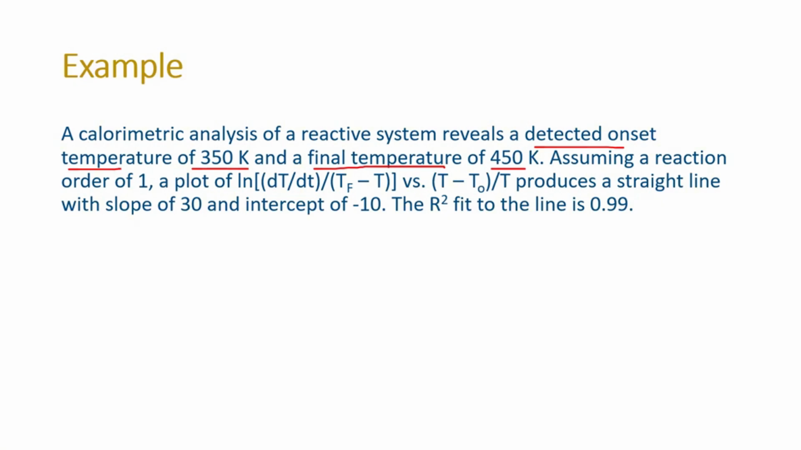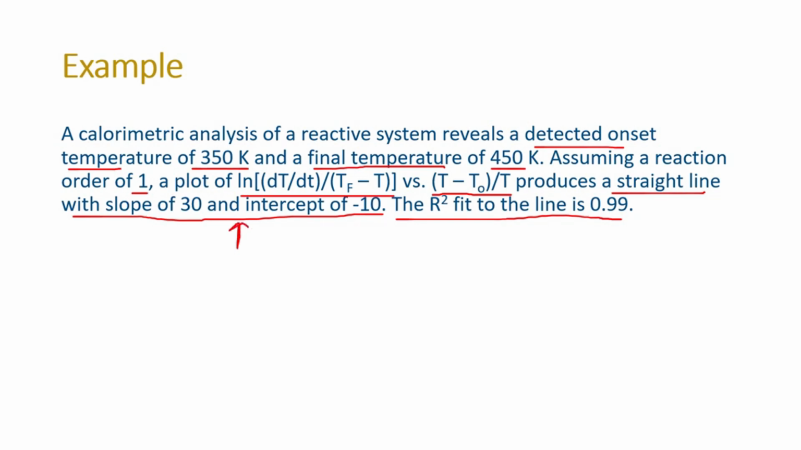We're going to assume that we have a reaction order of 1. Taking the assumed temperature versus time data and linearizing it by plotting the natural log of the temperature derivative with respect to time divided by the final temperature minus the current temperature, versus, on the x-axis, temperature minus the onset temperature divided by t, we have what we'd assume to be a straight line with a slope of 30 and an intercept of -10. The R-square fit demonstrates to us that this linearization worked out the way that it was supposed to, and that we can take these results for the slope and intercept and map them to our kinetic parameters.